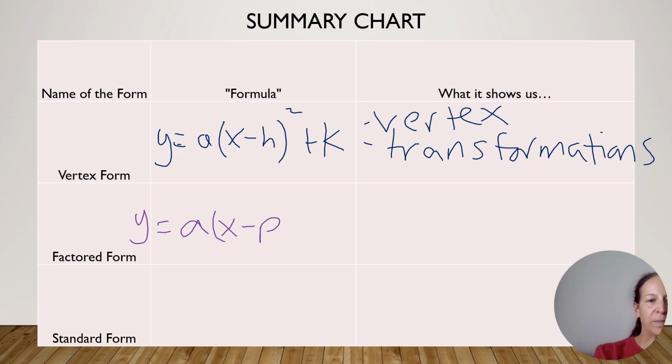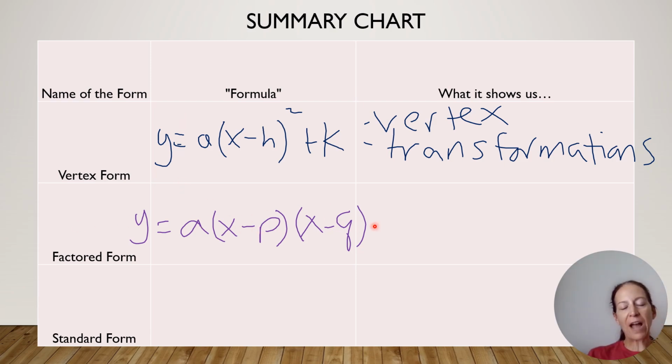x minus p times x minus q. And we use p and q there. You can really use any letters there that you want. They represent numbers, but p and q is what we've settled on. So a is actually the same value that you have in the vertex formula, and it does the same function. And then p and q would just be numbers.